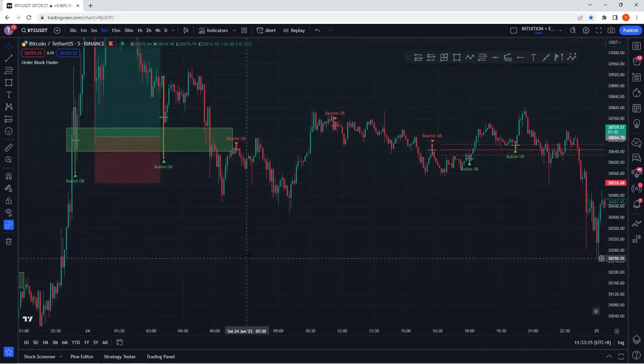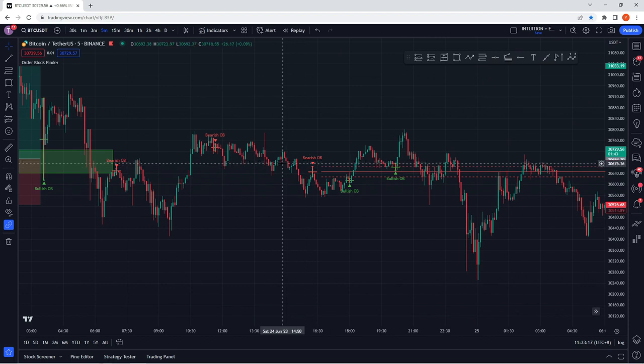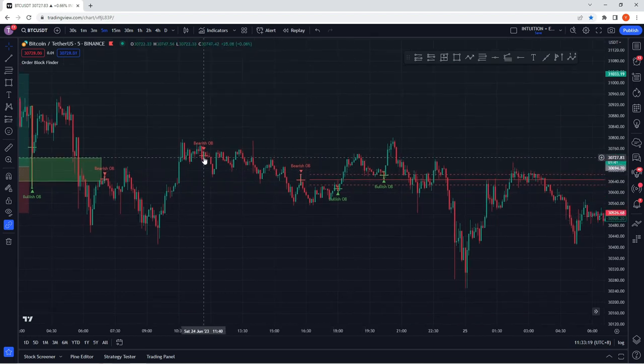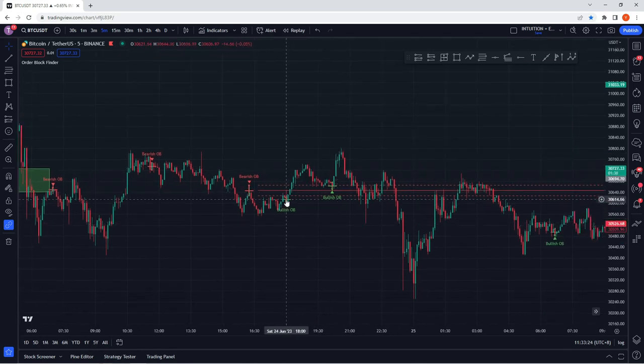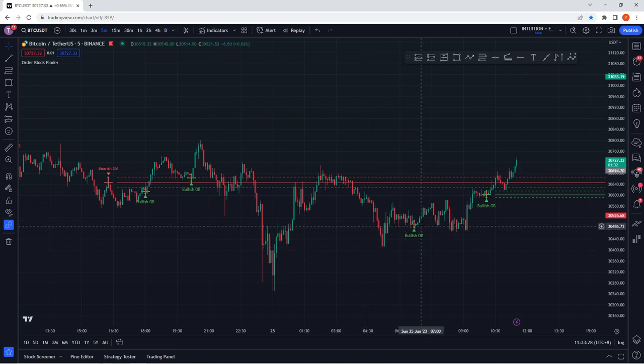Obviously not all the times the bearish or bullish order block works. You can see here we have this bearish order block. When it returns to this zone, it gets rejected. We have this bullish order block. When it returns to this zone, it gets rejected as well. But obviously there's a lot of times that it doesn't work, so make sure to avoid it.